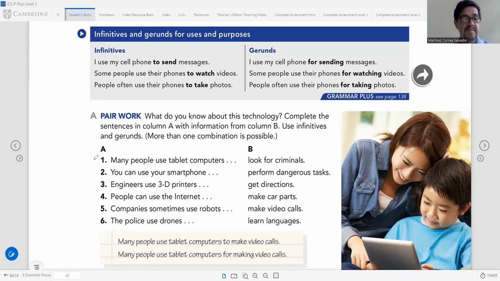So, for example, it's number one. Remember we have two categories. The first is about technology, the different things about technology, and here we have the uses and purposes. You have to match. Remember, you have the possibilities, and here we have the example. Let's have some practice.